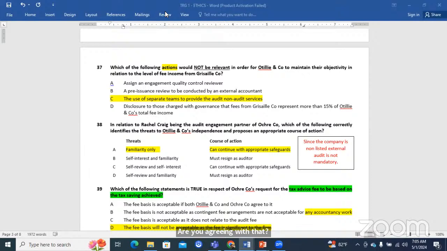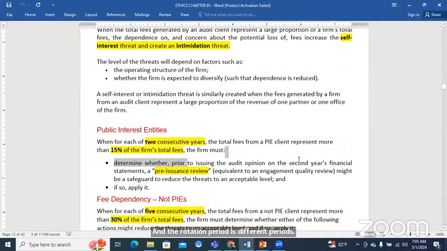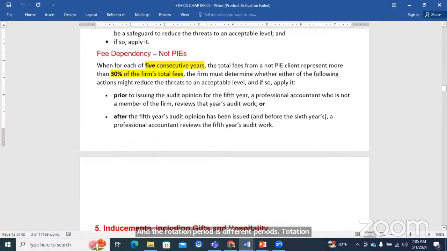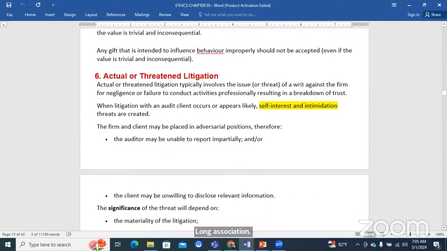But students, is this company a listed company or non-listed company? Second one, Company O. If it is a listed company, the partner should be removed. And the rotation period is a different period. See? Long association.